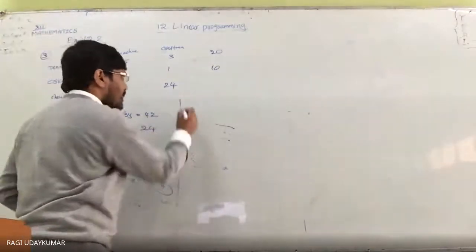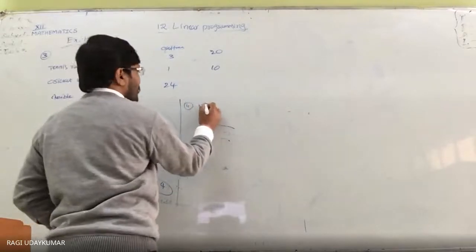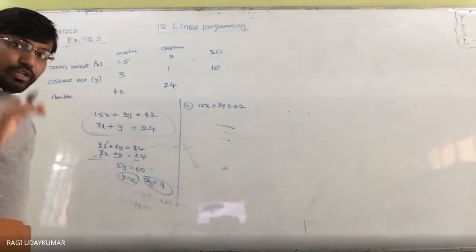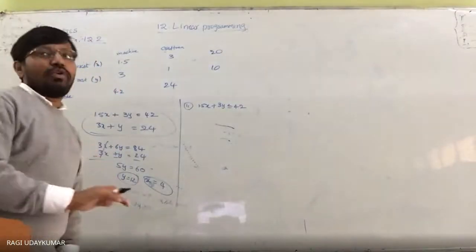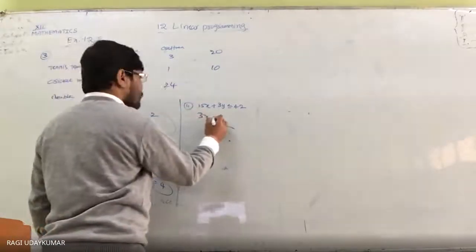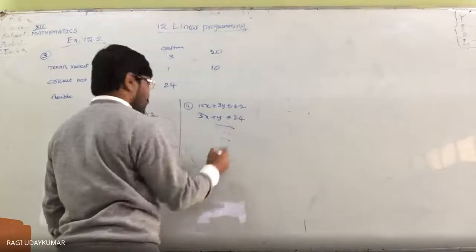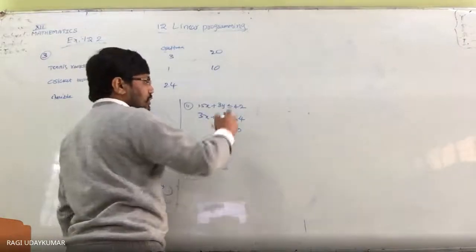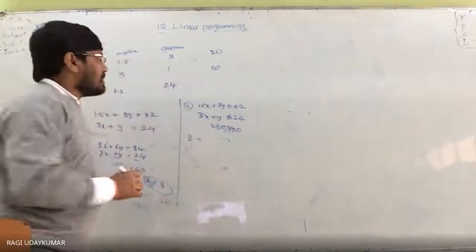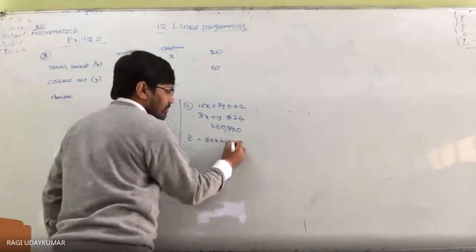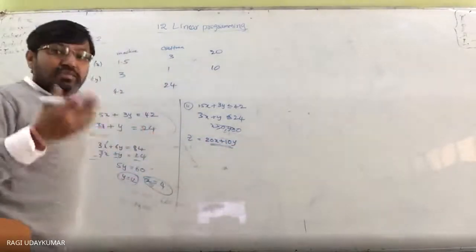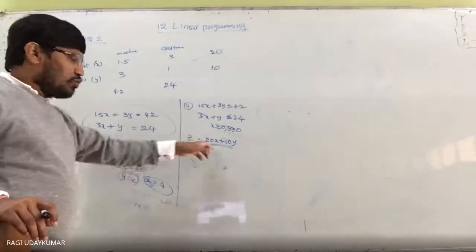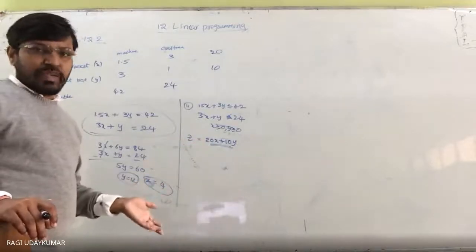So in that situation, the inequations we are going to get: 1.5x plus 3y is less than or equal to 42. It should not be more than 42, but it can be less than 42. Next, 3x plus y is less than or equal to 24, and x greater than 0, y greater than 0. The objective function is z equals 20x plus 10y. That should be maximized. If you take it like this, you may get a maximum or not. We don't know. Let us see.